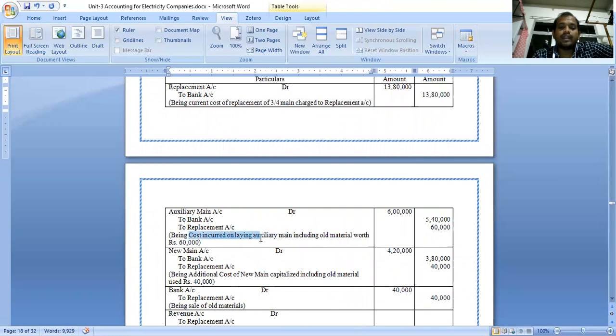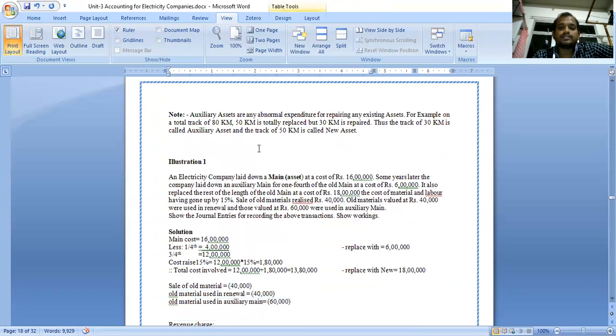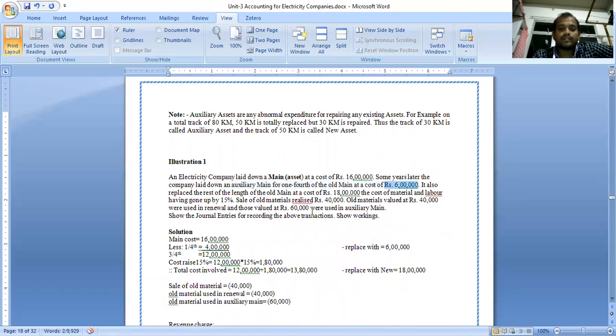Another one is being cost incurred on laying auxiliary main, including old material worth 60,000. For the repairing purpose of one fourth of the asset, it costs around 6 lakhs. In this 6 lakhs, 60,000 worth of old material we used in the auxiliary main, right? The remaining 5 lakh 40,000 we pay by cash, and 60,000 we used as material. So the entry will be auxiliary main account debit to bank account 5 lakh 40,000, to replacement account 60,000.